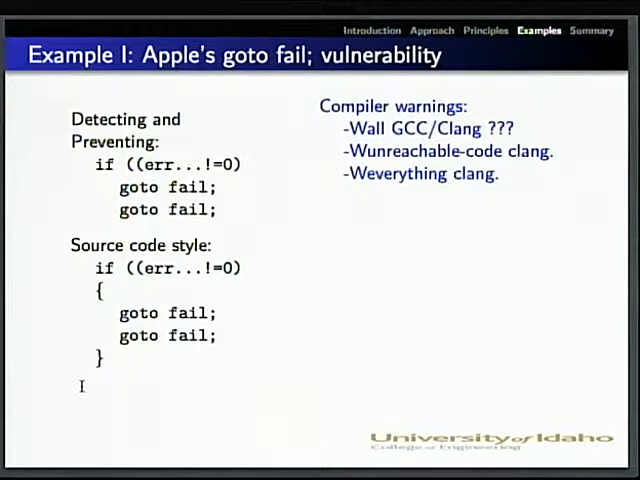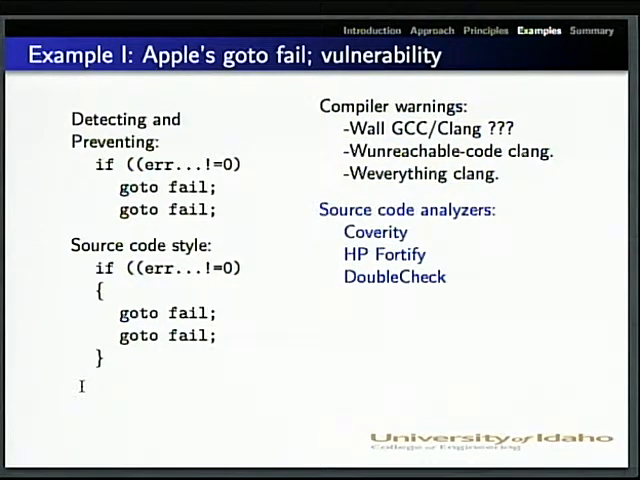Now, when you compile with -Wall, which is the standard way of compiling in GCC and Clang, you don't get any warning about this. There are also other tools called source code analyzers, commercial ones, for example Coverity, HP Fortify, and DoubleCheck, and all of these tools will discover these problems.